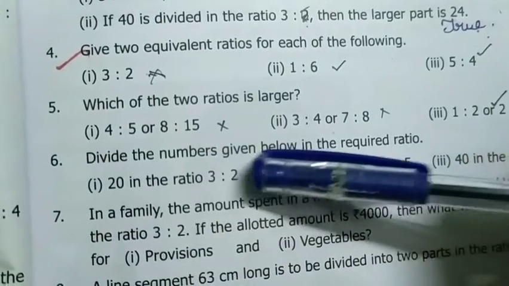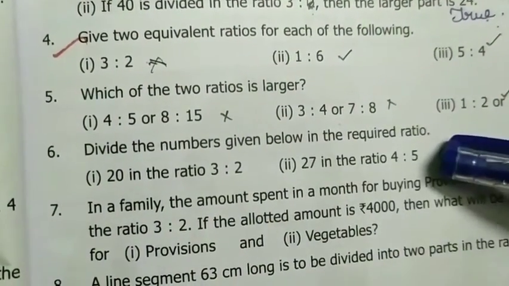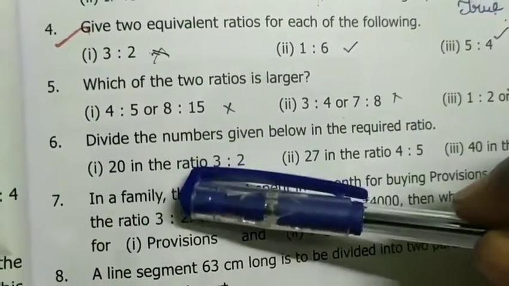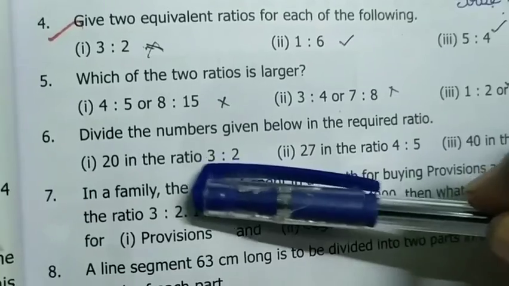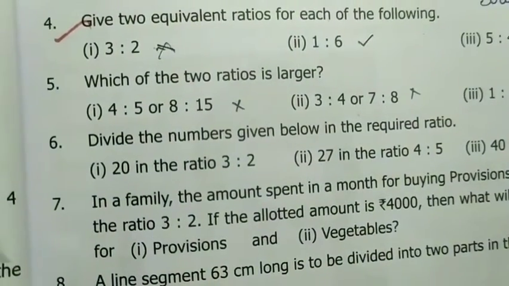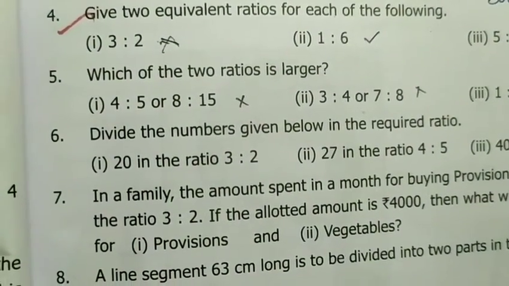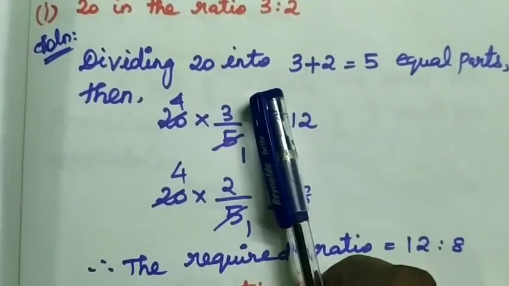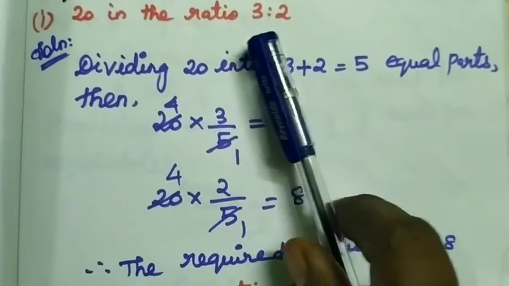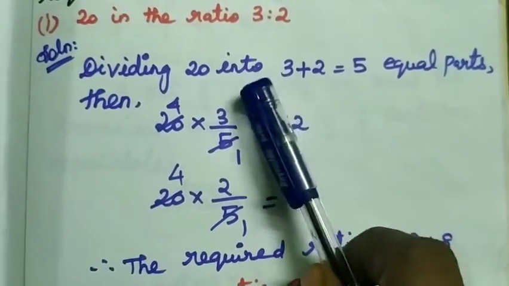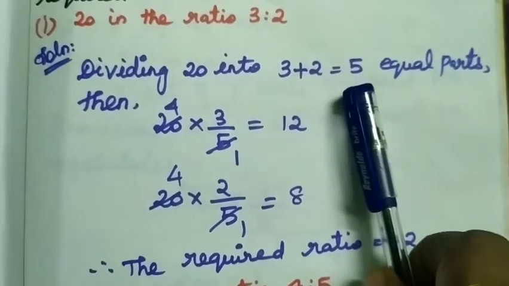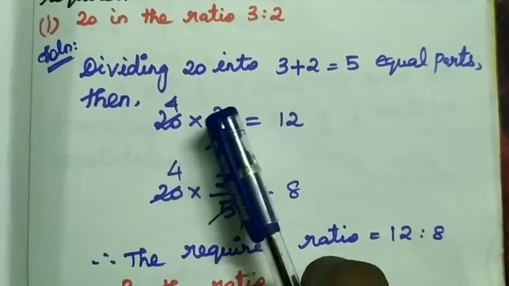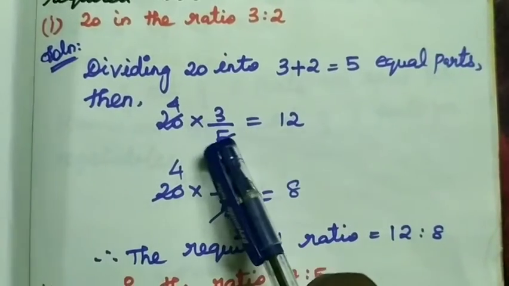Divide the numbers given below in the required ratio. First one, 20 in the ratio 3:2. First we need to see dividing 20 into 3:2. In 3:2 we take 3 plus 2, total number of parts. 3 plus 2 equal to 5 equal parts. Then we take 20 into 3 by 5, total number of parts 5.